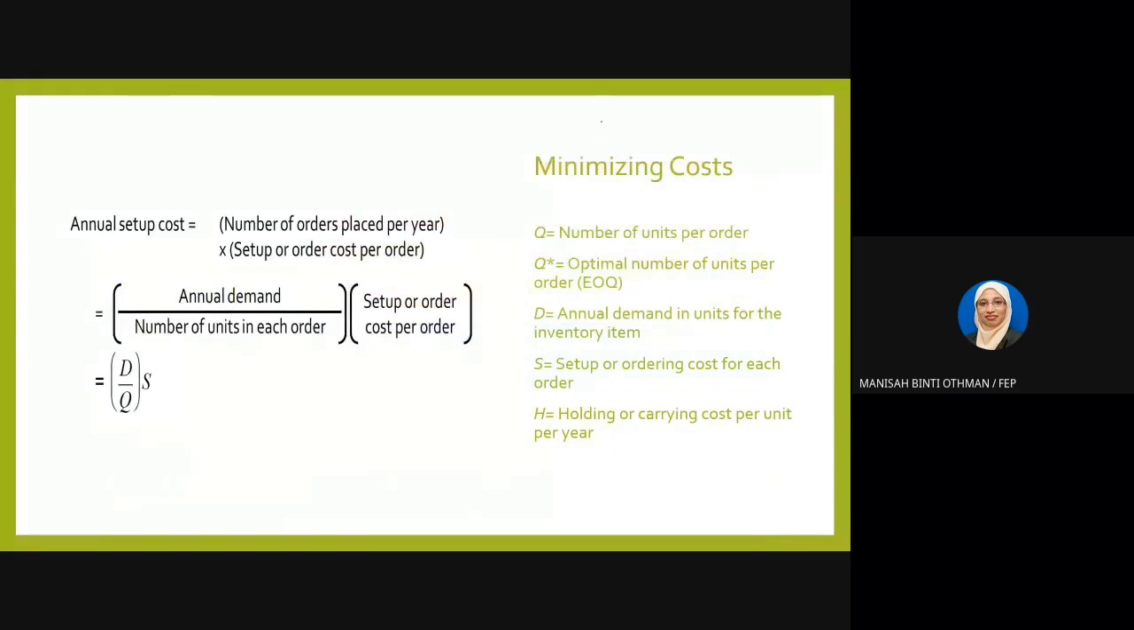How can we start the calculation? First, I introduce the annual ordering cost. Sorry, because in this case we don't use setup, which is normally for production; it's ordering. Sorry, my writing is really horrible, I hope that you can read that. So annual ordering cost is the number of orders placed per year times the setup or order cost per order. This is what you should remember.